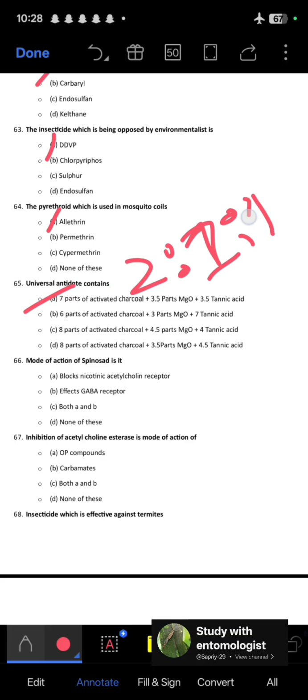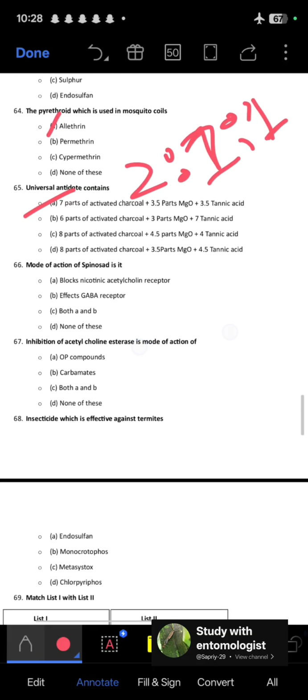Next is the mode of action of spinosad. In spinosad, the mode of action is that it blocks the nicotinic acetylcholine receptor. So option A will be correct. Next is inhibition of acetylcholinesterase as the mode of action of, so the answer will be OPs and carbamates, both work on acetylcholinesterase only.